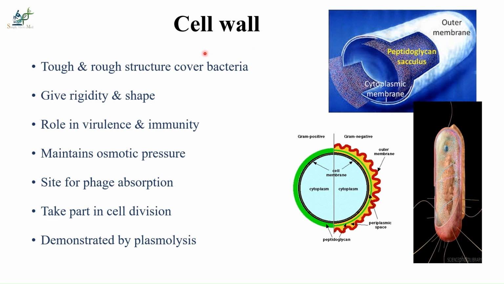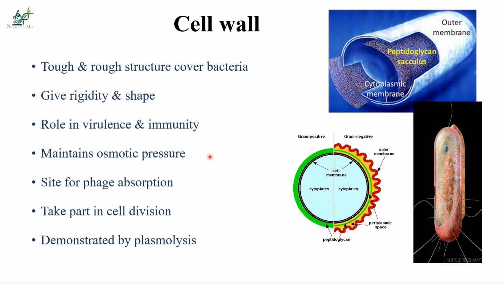We already told that the cell wall is the outermost layer for bacteria, or rather, not the outermost layer, since a capsulated organism will have the capsule as the outermost layer. Generally we call the cell wall the tough and rough structure that covers the bacteria. The cell wall gives the rigidity and shape, that means it gives the strength and shape of the bacteria. Also it has a role in the virulence factor and immunity. Virulence factor helps in pathogenesis, or in causing infection.